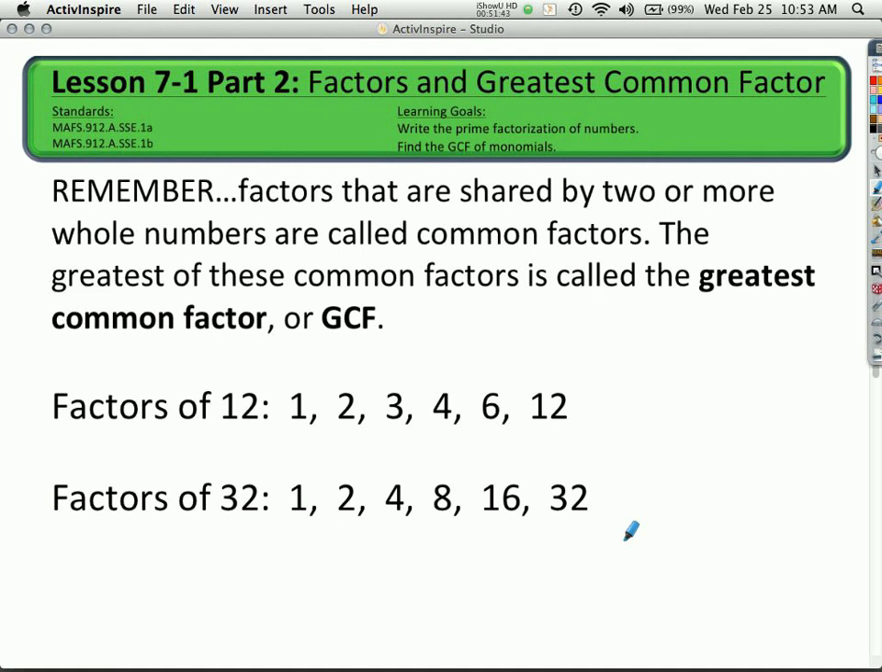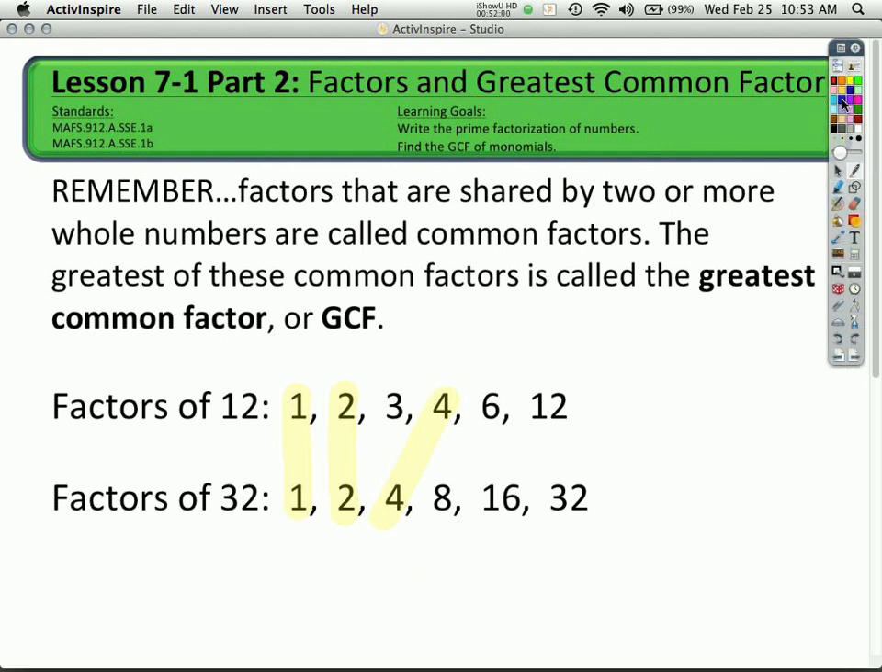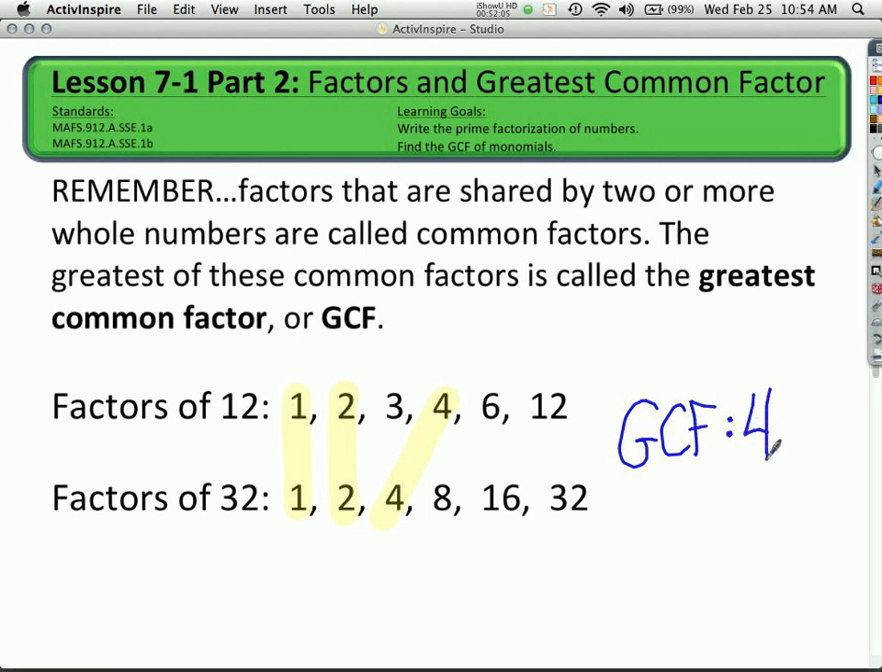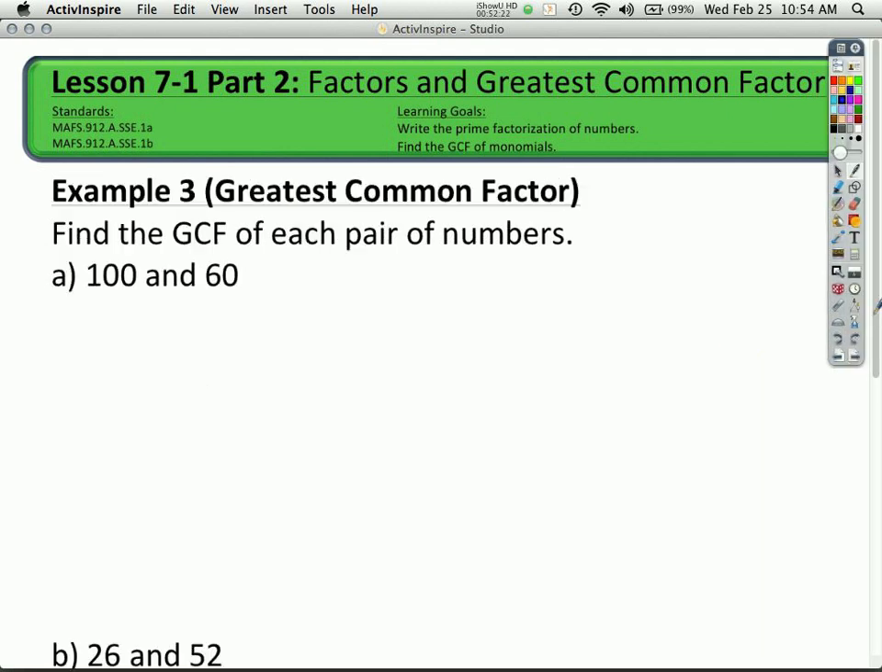Okay, Catalina, what do they have in common? 1, 2, and 4. Which one is the greatest? Which one is the greatest, Keshope? 4. The GCF of 12 and 32 is 4. That's finding the greatest common factor. So what we needed was all the factors and all the factors, but there's another technique that we're going to use to do this. Any questions on what we're looking for? So now let's go ahead and learn how to do it in an effective way.